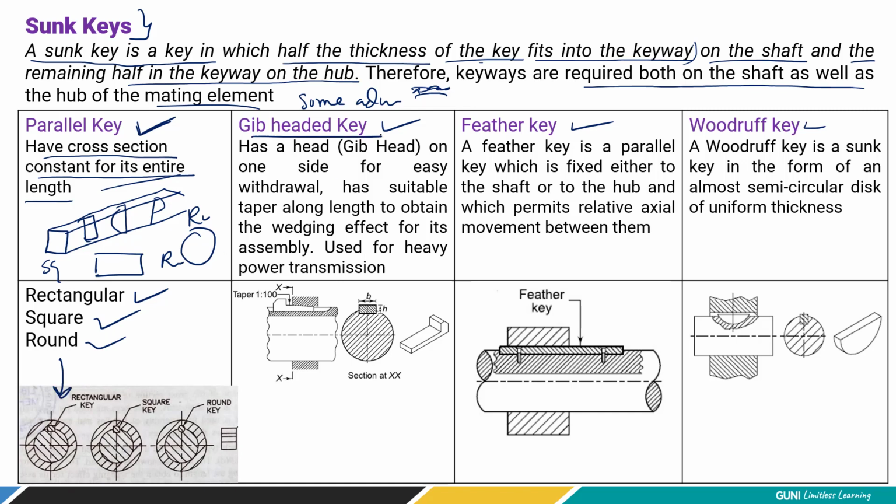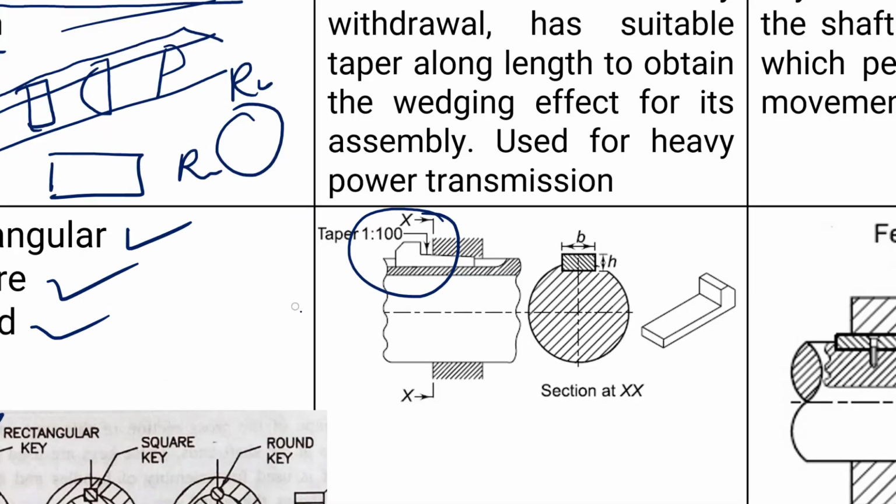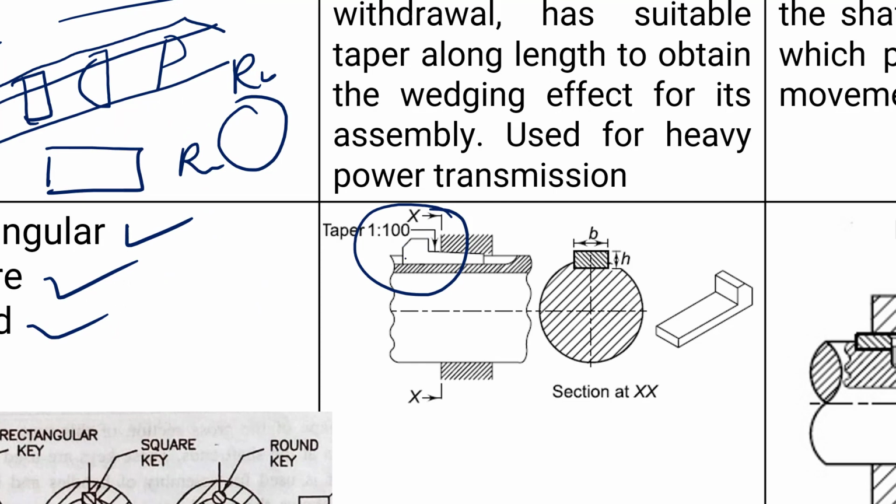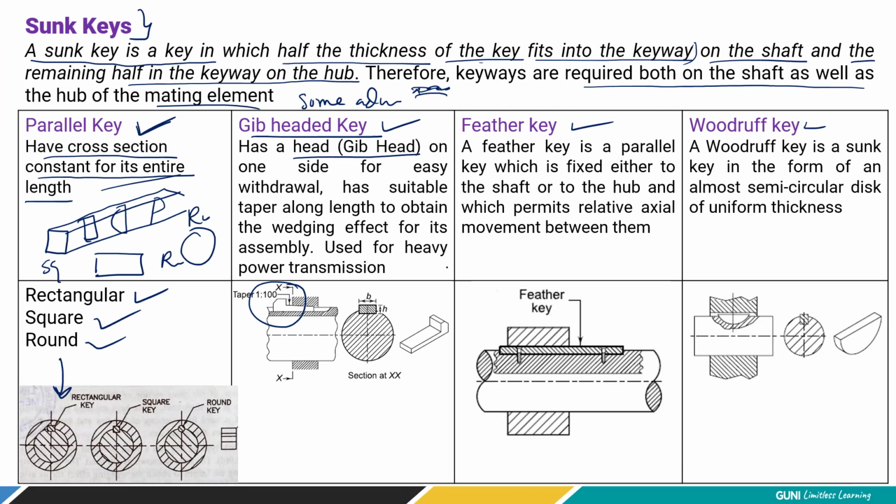Now the gib head key, which is a special name, has a head over here. Look at over here. Let me zoom in. So this head that you see over here, where it is written taper 1 in 6, right? These heads are basically provided for easy withdrawal. So it has a head on one of the sides for easy withdrawal and has a suitable taper along the length.